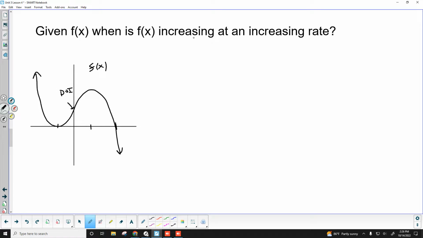Two questions. One is F increasing at an increasing rate? One is F prime negative? And F double prime positive? Two different questions. Or is it? Who knows? We'll figure it out.